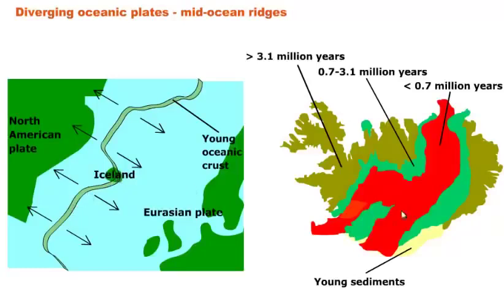So the western part of Iceland belongs to the North American plate, where the eastern part belongs to the Eurasian plate. Because the two plates are moving away from each other, the width of Iceland increases about 2 centimeters every year. 1 centimeter moves to the right, and 1 centimeter moves to the left.